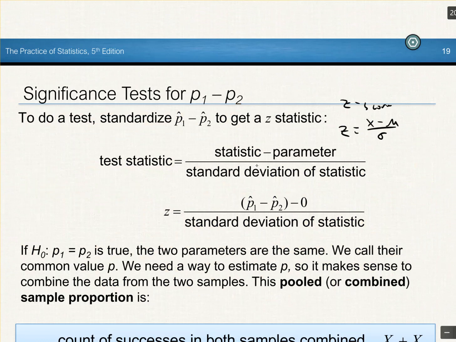So we have, again, our statistic, our parameter, and our standard deviation of our statistic. So that's why this right here is my x, p1 hat minus p2 hat. 0, again, I said the y up above. And we need our standard deviation of the statistic, which we talked about before. You know, square root of all that, p times 1 minus p, etc.